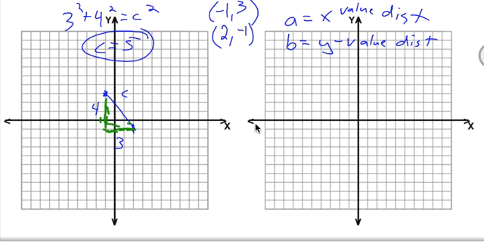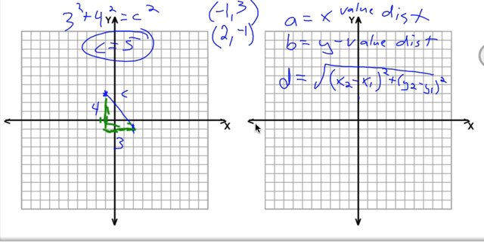Okay, so typically the formula you'll actually see is this. Distance equals the square root of (x2 minus x1) squared plus (y2 minus y1) squared. That's typically the formula that you'll see with everything being under the root. But really, that's just the same thing as a squared plus b squared equals c squared.